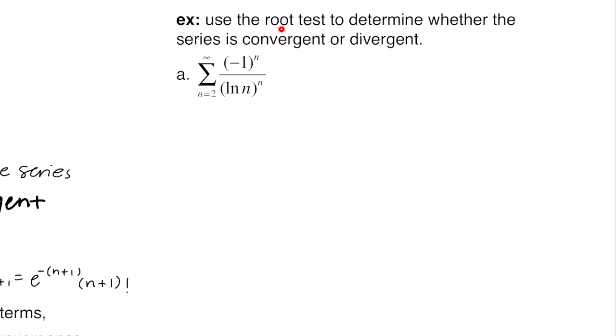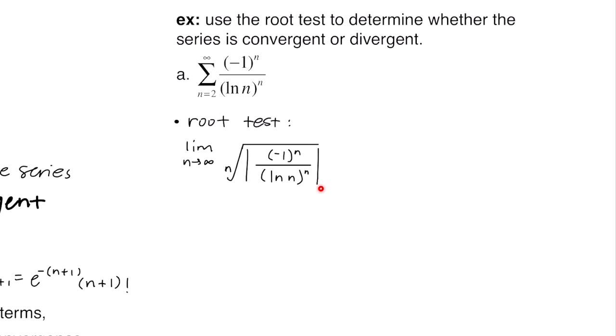This example says use the root test to determine whether the series is convergent or divergent. For part A, our series is negative 1 to the n over the natural log of n raised to the power of n. Okay, so to start the root test, we take the limit as n goes to infinity, and then we have the nth root of the absolute value, and then I took this expression and wrote it in right here. So first, the absolute value of this fraction. Remember when you're plugging in 1, then 2, then 3, this is going to alternate from positive to negative. And then when you take the absolute value of a positive, you'll get a positive, and the absolute value of a negative will also be a positive.